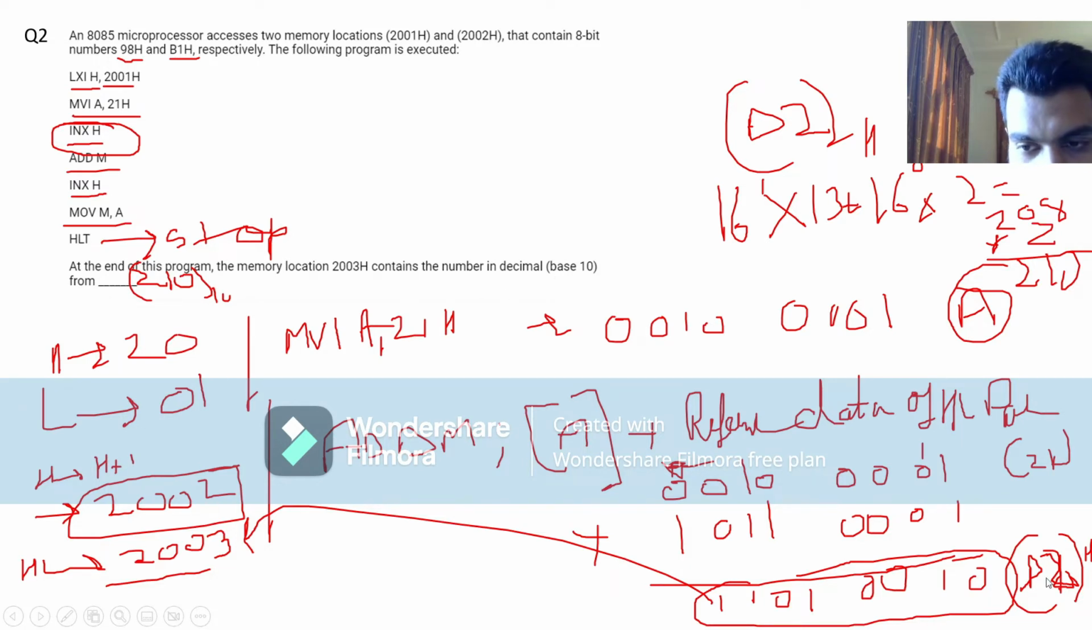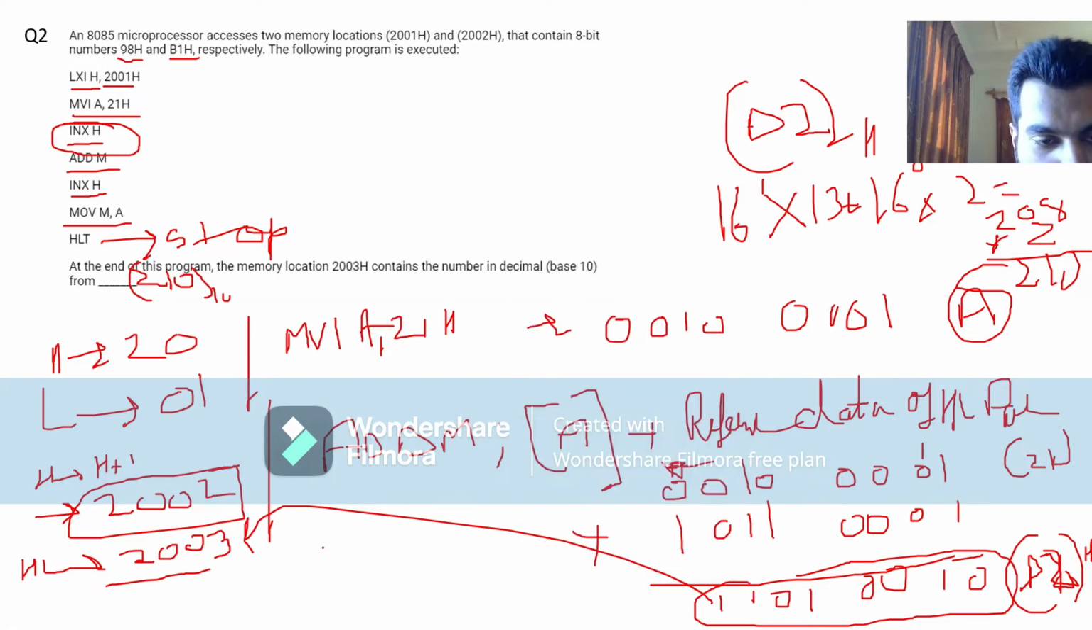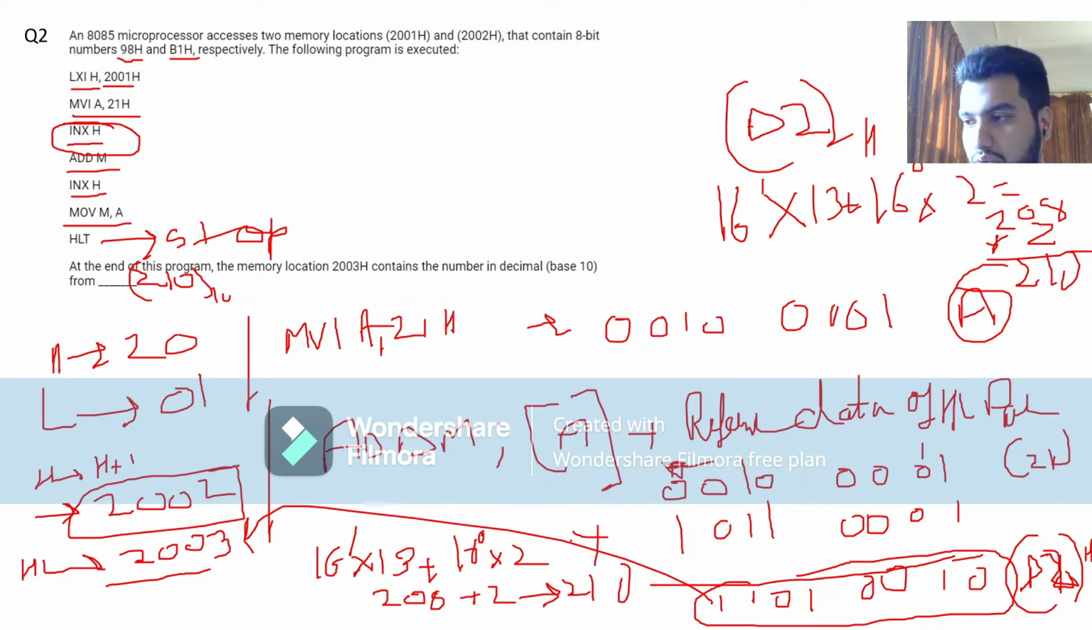So D2 converted to decimal: 16 raised to power 1 multiplied by D, which is 13, plus 16 raised to power 0 multiplied by 2. 16 into 13 is simply 208, plus 2, that is 210. So the answer is 210. So I hope your doubt is clear.